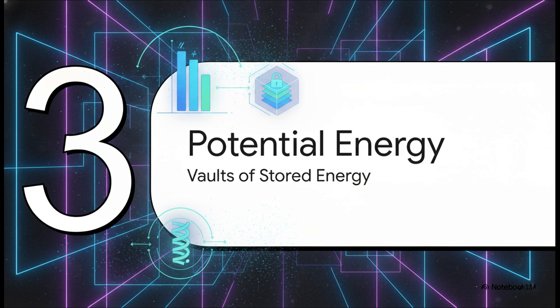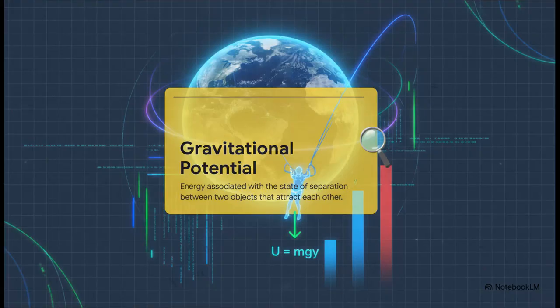Section 3, gravitational and elastic potential. Think of these as the vaults of stored energy. When those perfectly reversible conservative forces do their work, they stash energy into specific, highly secure vaults known as potential energy. Our first vault is gravitational potential energy. This is the energy associated with the state of separation between two objects that attract each other, like our bungee jumper and the Earth. The formula here, U equals mgy, shows that this stored energy strictly depends on the vertical position, or the height, between the object and the Earth's reference point. It literally doesn't matter if the jumper moves left or right, it's all about that vertical drop.